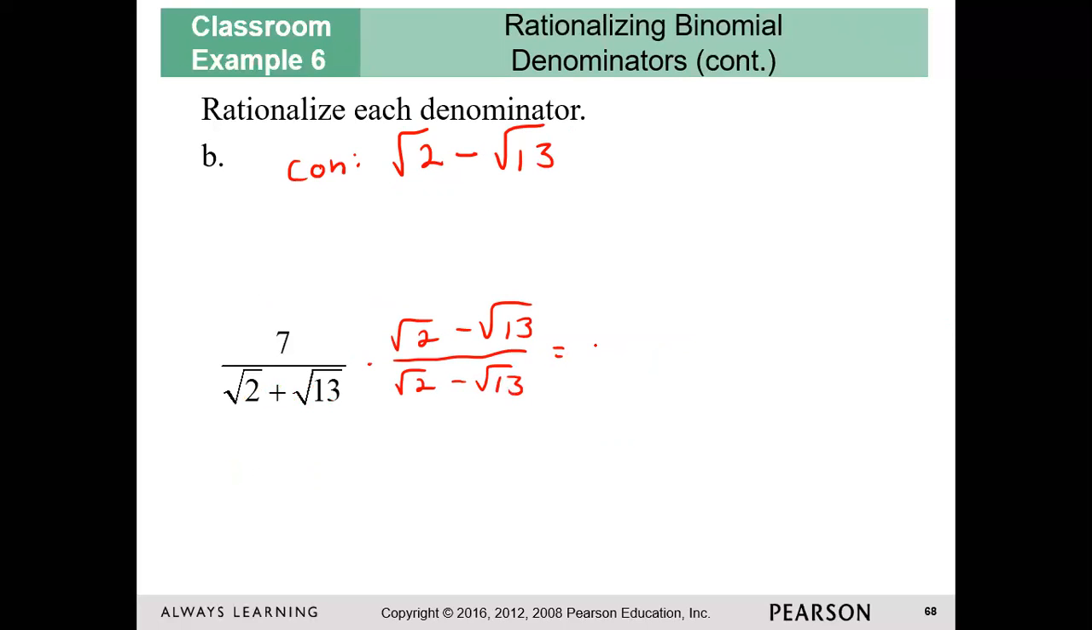Cool. And of course, the denominator is, again, the fastest part of this. When you square the first, you get 2. When you square the second, you get 13. When you subtract them, you get negative 11. So that, again, should be the fastest part about this problem. And then you have to just distribute that, and you get 7 radical 2 minus 7 radical 13.